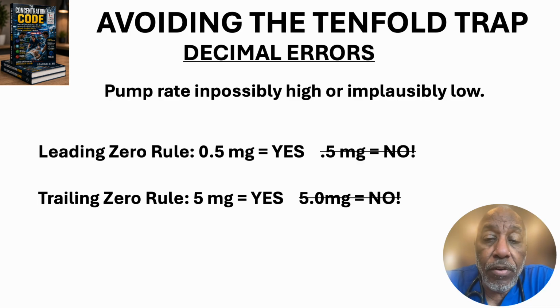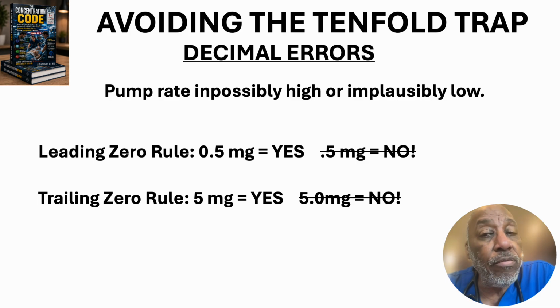Avoiding the tenfold trap: decimal errors have specific patterns that make them catchable. A pump rate that ends in an unexpected string of zeros often indicates a decimal shift. A dose that seems impossibly high or implausibly low for the clinical situation is almost always a decimal error. A calculated concentration that differs from the standard concentration for that drug by a factor of exactly 10 is a strong signal that the decimal moved one place during the calculation.